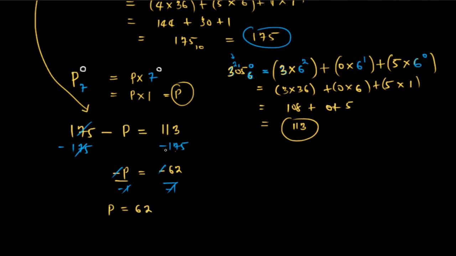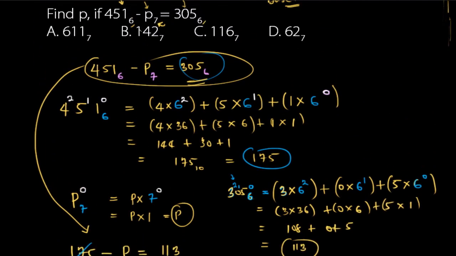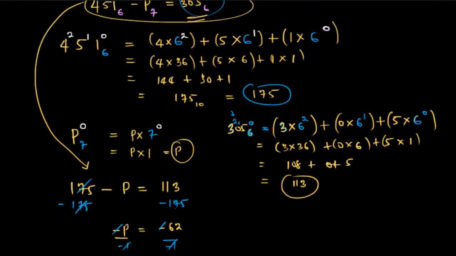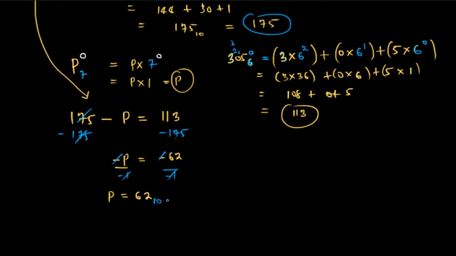Note the answer we obtained here is in base 10. But when you look at the original equation, the base here is 7. So I need to convert p in base 10 back to base 7. Now how do I convert 62 in base 10 to base 7? This is what you do. Let's write 62 down.